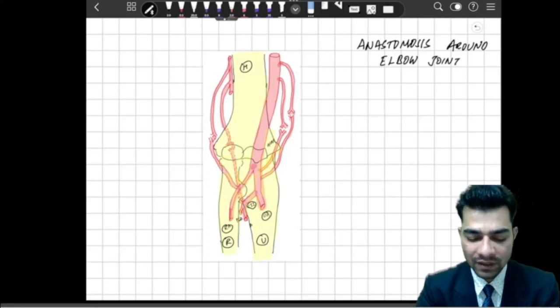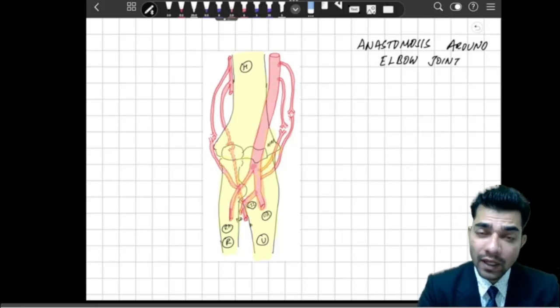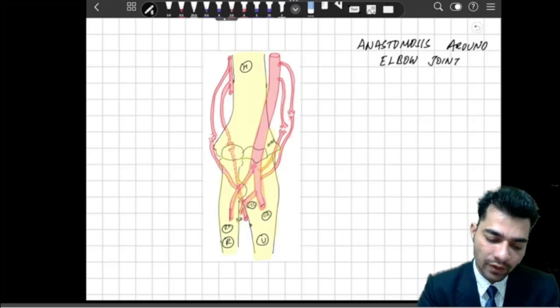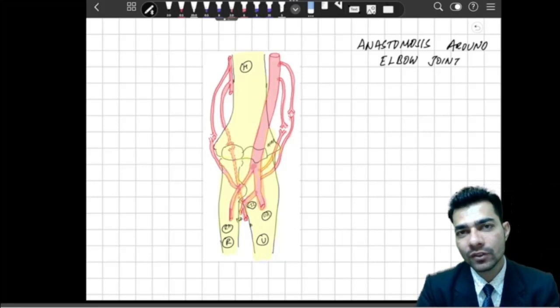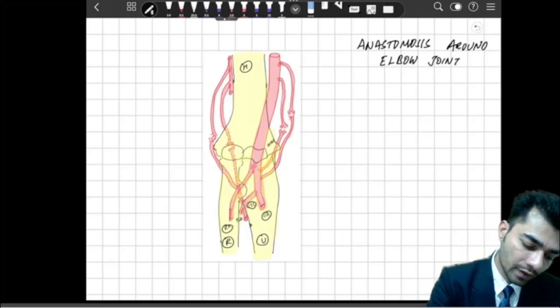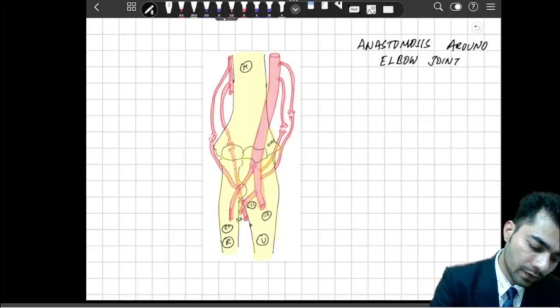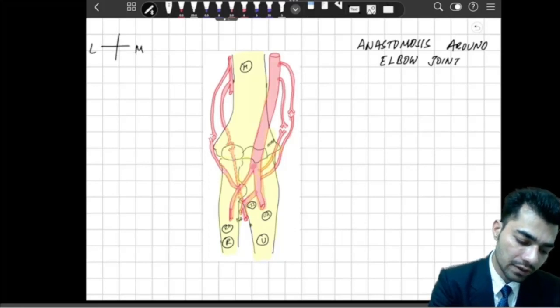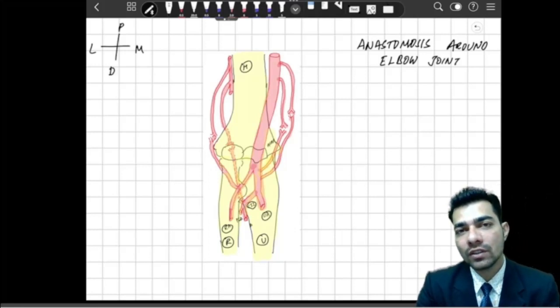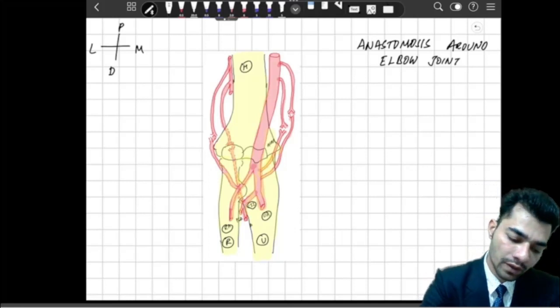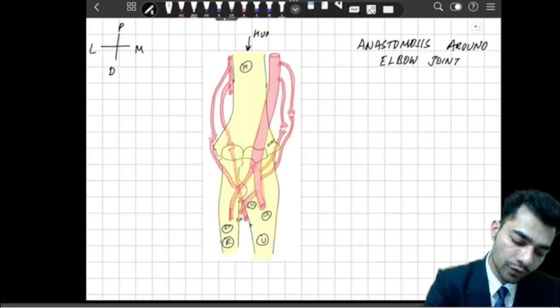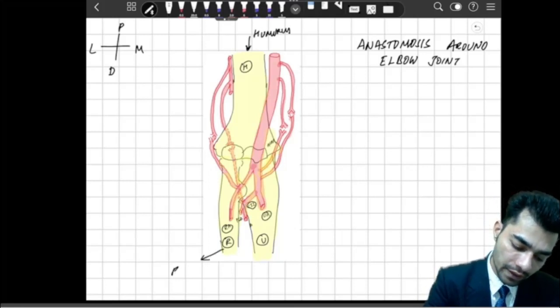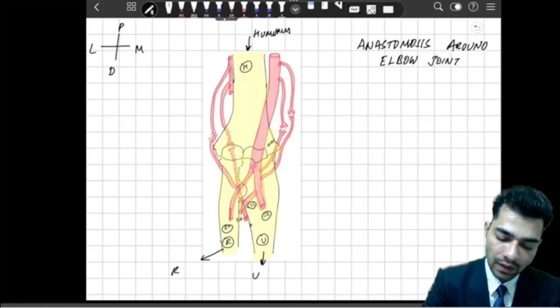So we'll see, this is a schematic diagram of anastomosis around the elbow joint. Okay, so let us orient ourselves to this diagram. This is the medial, this is the lateral, this is the proximal, this is the distal orientation of this diagram. This is the humerus bone, this is the radius bone, and this is the ulnar bone.